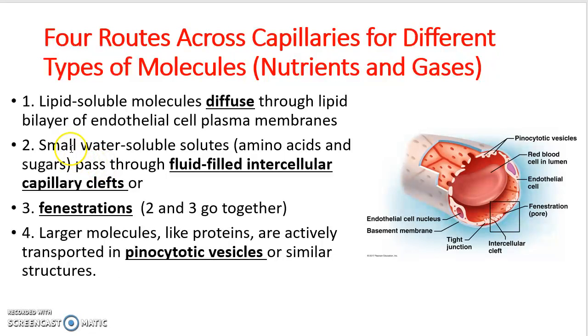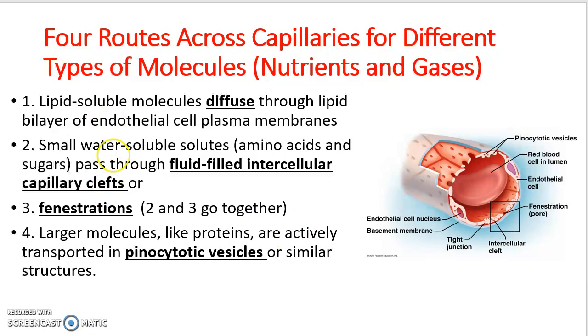The second thing that we see here is the small water-soluble solutes like amino acids and sugars. Those are small water-soluble molecules that don't like lipids. They can't diffuse directly through the plasma membrane. They can pass through these spaces that we call intercellular clefts. If you look here, hopefully the pointer is showing where I'm indicating in this box. It shows you an intercellular cleft, a gap between cells. Some cells have holes through their plasma membrane, like you see these dots throughout this image here. Those are fenestrations, which are pores.